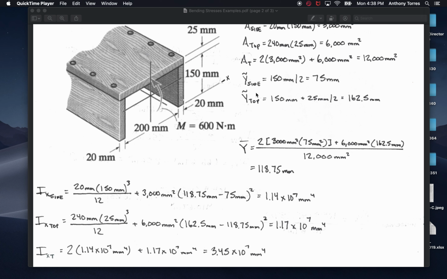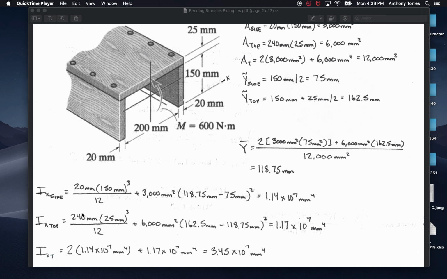Because the y squiggles are not the same as the y bar, you need the parallel axis theorem. So I'm doing the moment of inertia of one of the sides regarding the x-axis. Base times height cubed over 12, so 20 millimeters times 150 millimeters cubed over 12, plus the area, 3,000 millimeters squared, multiplied by the distance d, which here is y bar minus y squiggle for the respective one. The y squiggle for the side is 75. So 118 minus 75, square that. Do all the math, and I get 101.14 times 10 to the 7th millimeters to the 4th.